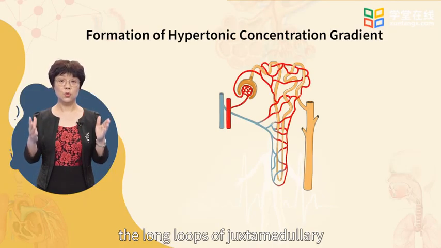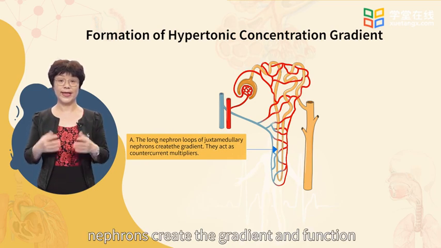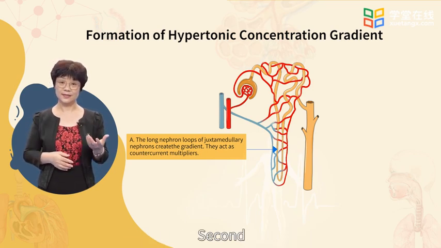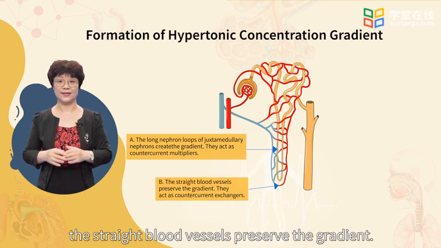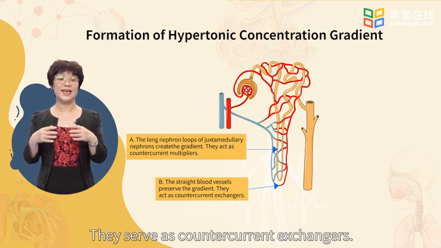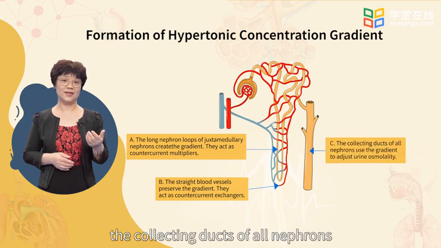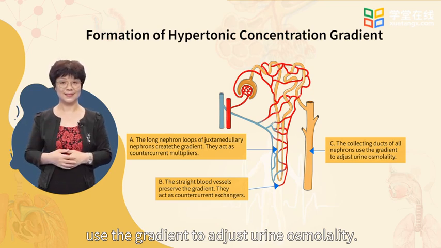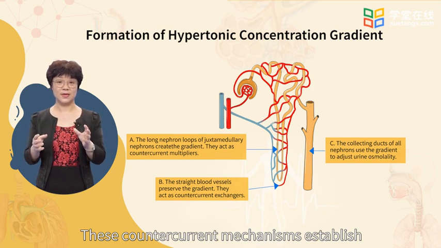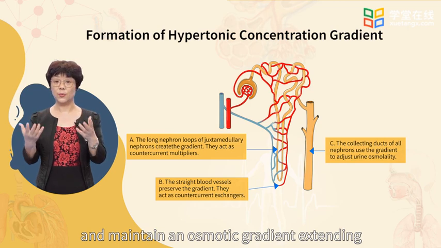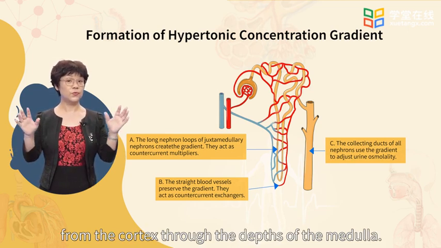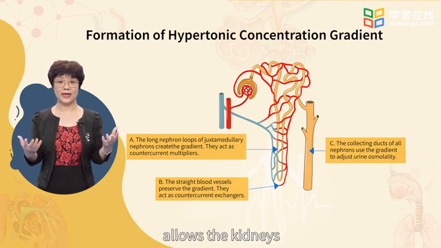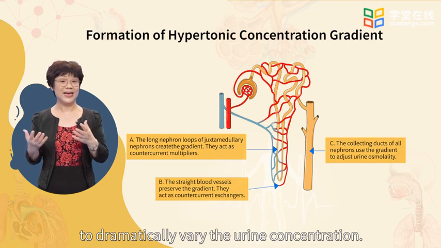First, the long loops of juxtamedullary nephrons create the gradient and function as countercurrent multipliers. Second, the straight blood vessels preserve the gradient. They serve as countercurrent exchangers. Third, the collecting ducts of all nephrons use the gradient to adjust urine osmolality. These countercurrent mechanisms establish and maintain an osmotic gradient extending from the cortex through the depths of the medulla. This medullary osmotic gradient allows the kidneys to dramatically vary the urine concentration.